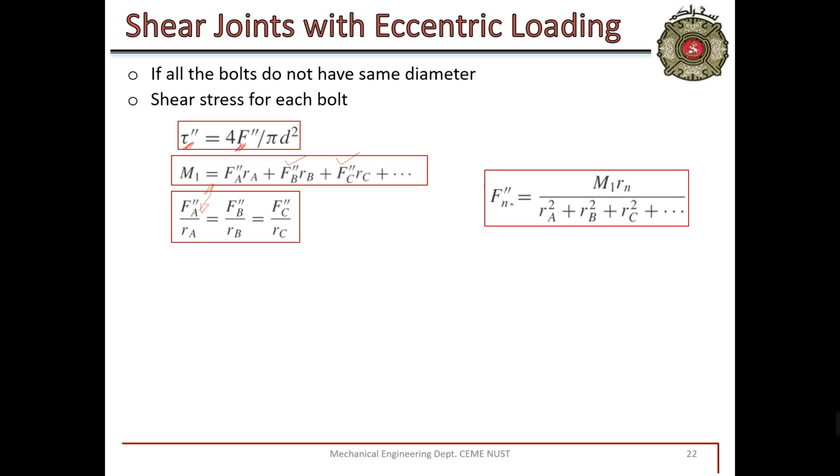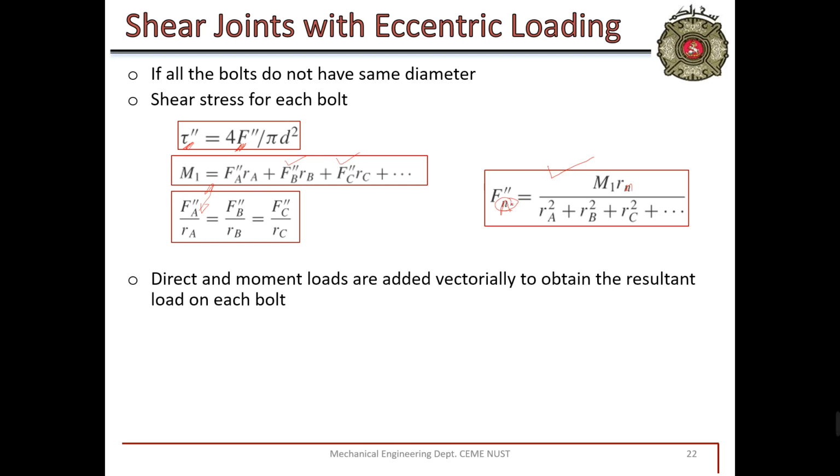N is the number for which we are calculating F. For example, for Fa is equal to R, it will become Ra, and we will be calculating Fa double prime. So by using this equation, we can calculate secondary shear force on each bolt.